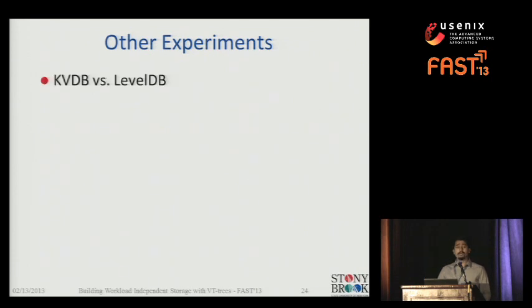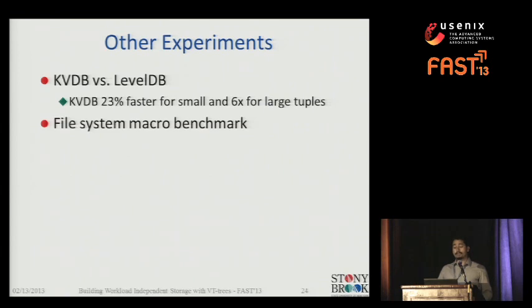We did other benchmarks, which I don't have time to include here. We compared KVDB with LevelDB with benchmarks like random, sequential, as well as random append. KVDB performs around 23% faster for small tuples of 64 bytes and around 6 times faster for large tuples for the random append workload, and performs similarly to LevelDB for sequential and random workloads.